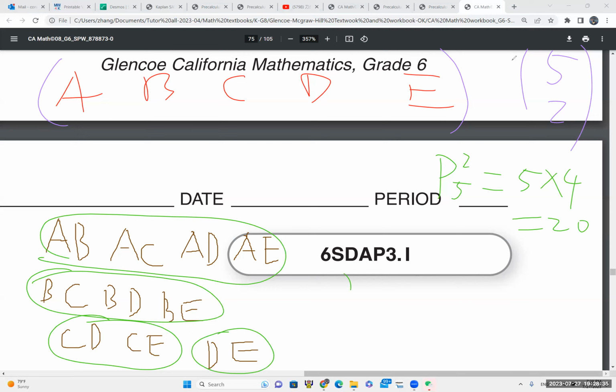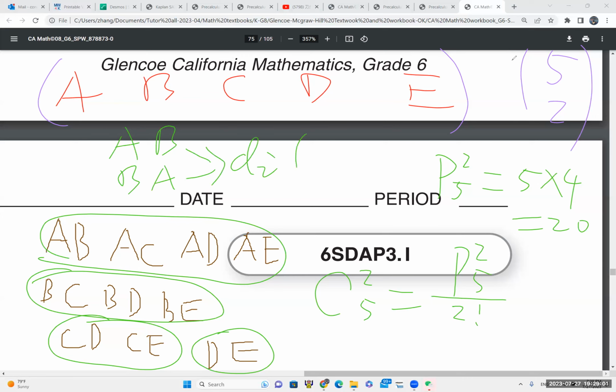Anyway, this we call combination. 2 out of 5. So you say it's equal to P 2 out of 5, but you need to divide the 2 factor. Why? Because in permutation, you count AB and BA as different, right? But in combination, AB and BA are actually the same, right? So it means in permutation, you double count it. So you need to divide the 2.